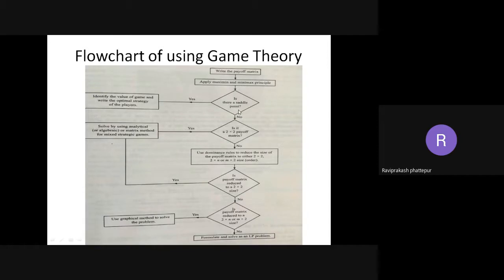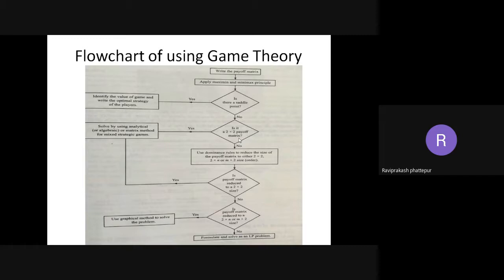Then see what happens. Is there a saddle point? We'll come to what a saddle point is. If yes, then identify the value of the game and write the optimal strategy of the players. If a saddle point is there, your problem ends right here. If no, then is it a 2 cross 2 payoff matrix? 2 cross 2 means there are only four values in the matrix, that is two rows and two columns, not more than that.